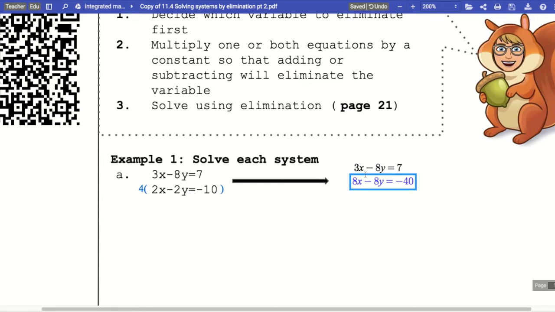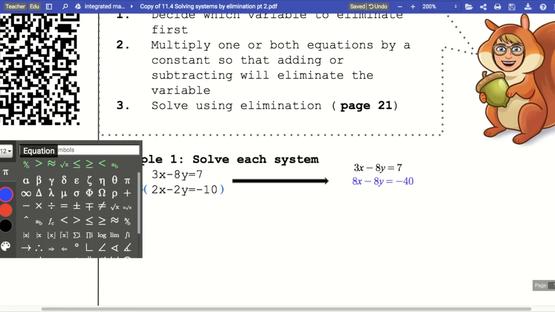So I'm going to just subtract these two equations, because remember, I want these to cancel. If I subtract, the y terms will disappear. So I'm going to subtract 8x from 3x. 3x minus 8x is negative 5x. My y's cancel, and 7 minus negative 40.